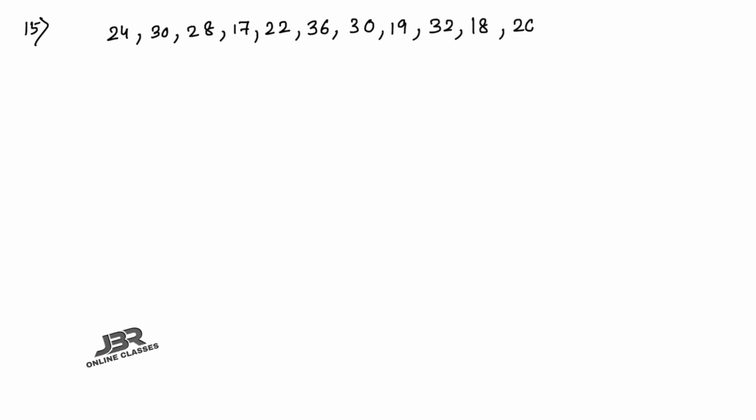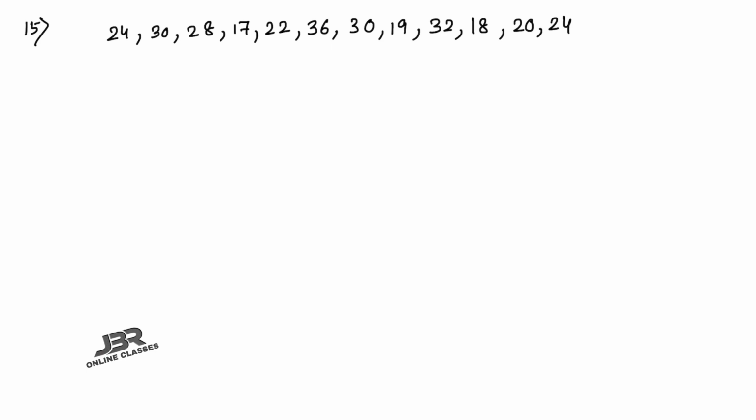Now next one, sum number 15. A group of students was given a special test in mathematics. The test was completed by the various students in the following time in minutes. Find the mean and median time taken by the students to complete the test. So here 24, 30, 28, 17, 22, 36, 30, 19, 32, 18, 20 and 24. These are the numbers, that means time in minutes.